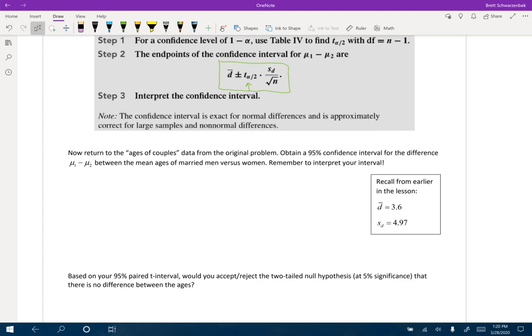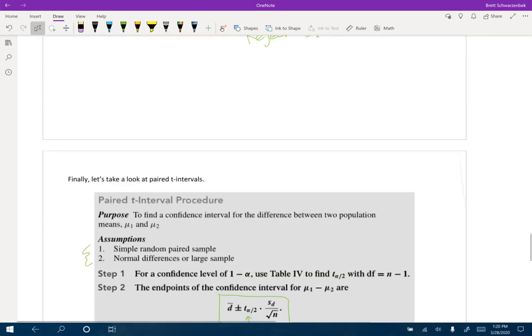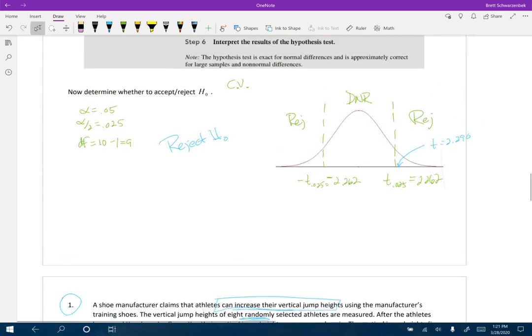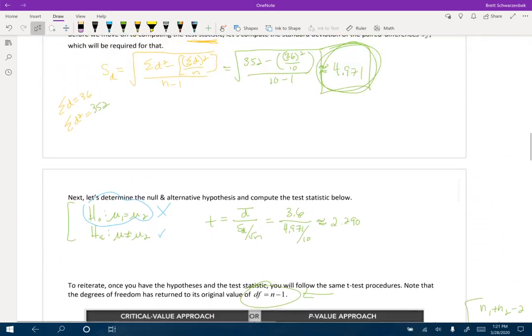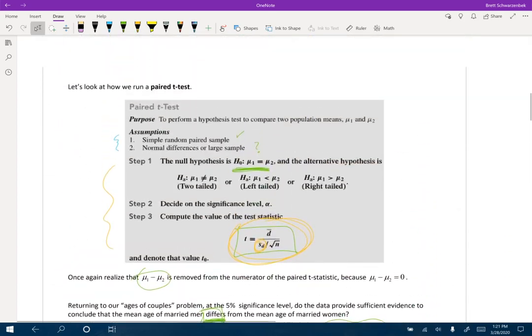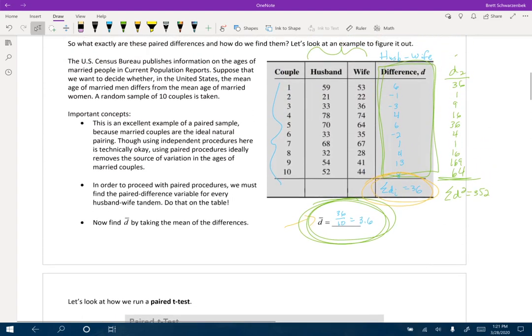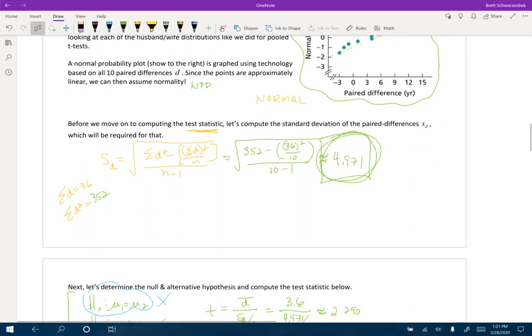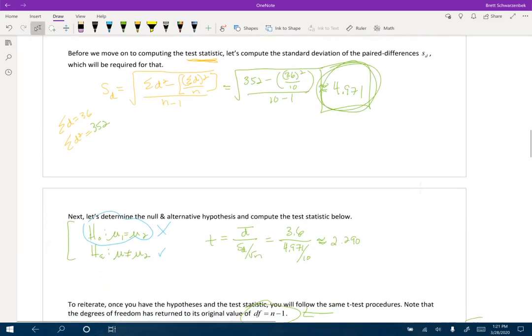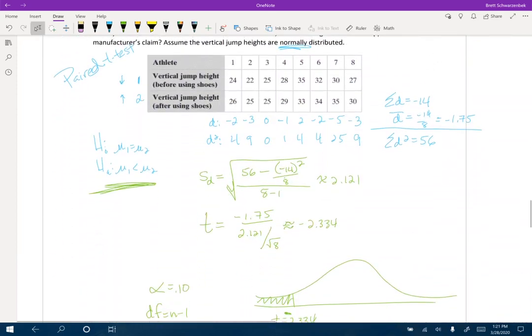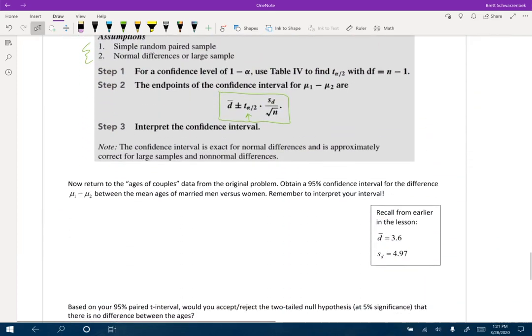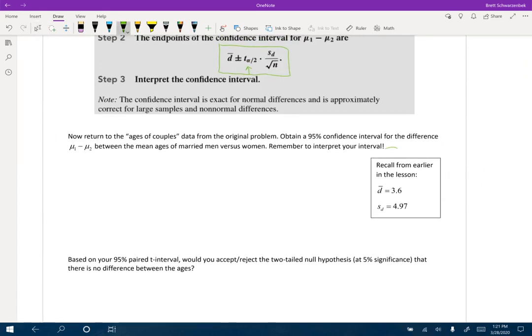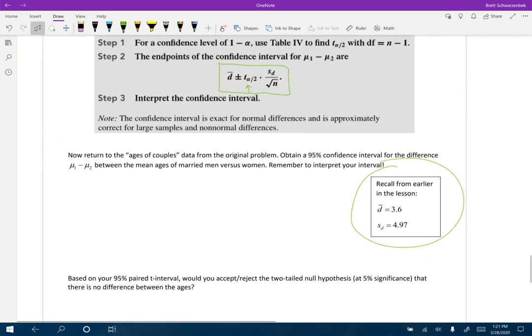So what I did basically is I just returned to our first example where we were talking about the ages. Remember, when we were talking about this, we determined that the paired difference was 3.6, and we calculated the standard deviation of the difference to be approximately 4.97. So I brought those values back into our problem here so we didn't have to recalculate them. So we're going to find a 95% confidence interval. So what do we need to do?